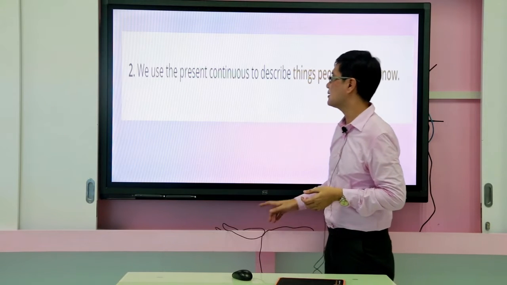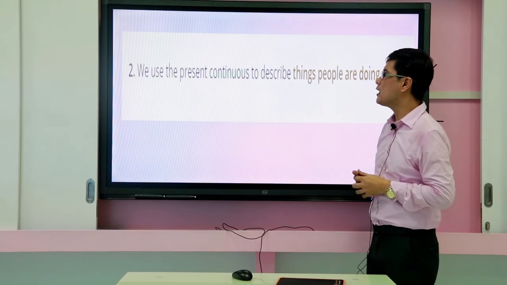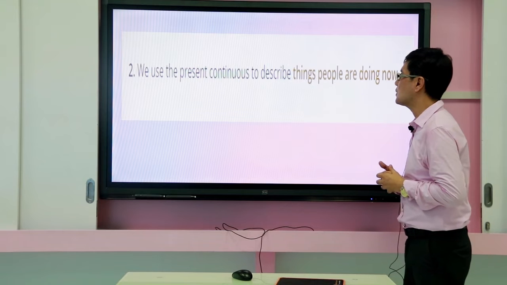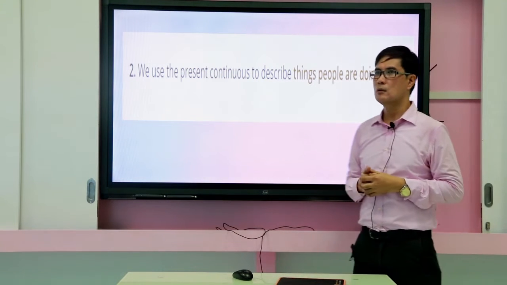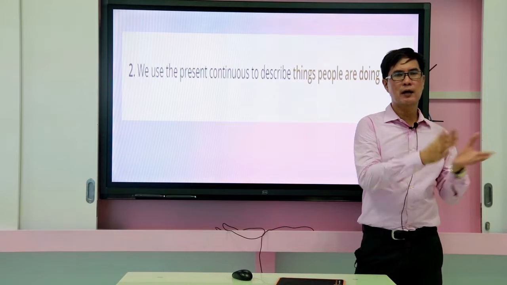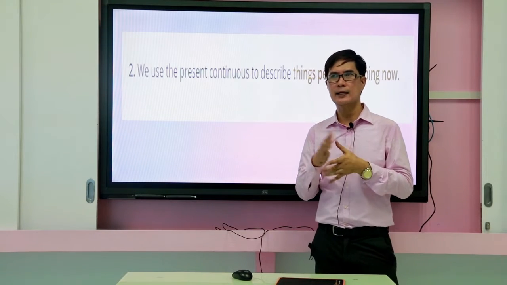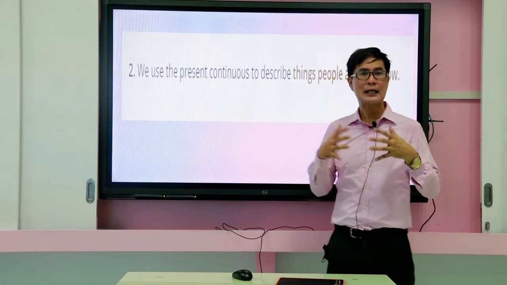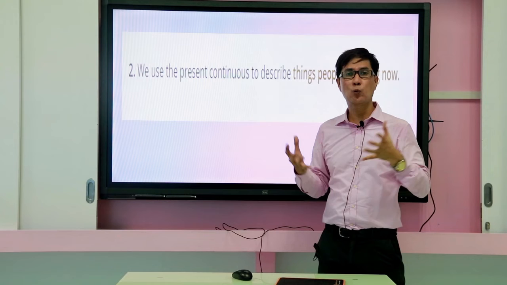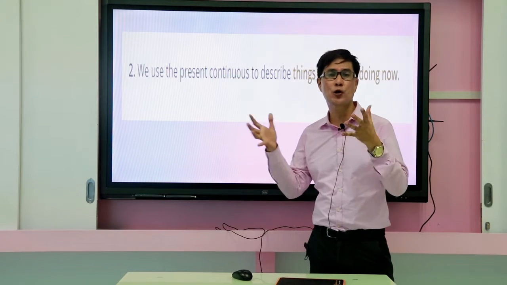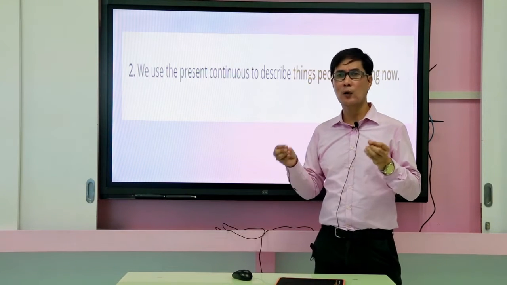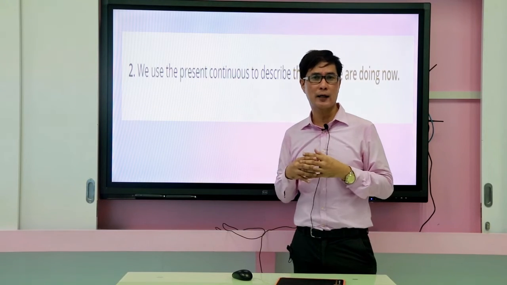Let's move on with another slide right here. We use the present continuous to describe things people are doing right now. So, they are doing right now, you are doing right now. I think it didn't change. It's all about what is happening right now. So the sentence says it's not all about you yourself alone. It's also about what other people are doing right now.